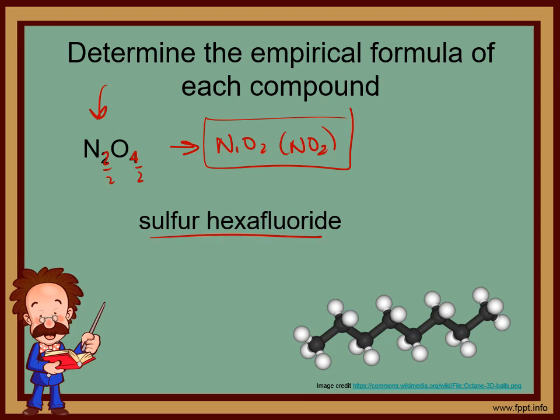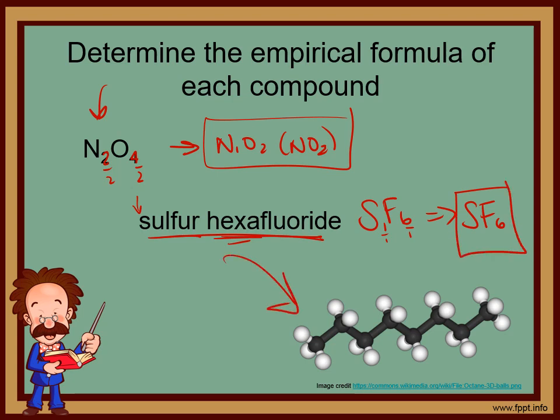Sulfur hexafluoride. Let's write that formula so that we can find the empirical formula. So sulfur, I don't have a prefix here, so I know that there's just one S. Hexa is 6, so I've got fluorine 6. The invisible 1 here means I can only divide both of these by 1, and so the empirical formula is going to be the same as the molecular formula, SF6, sulfur hexafluoride.